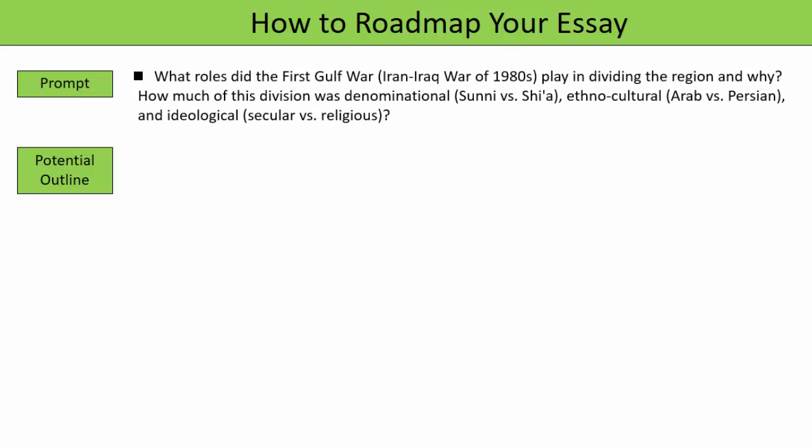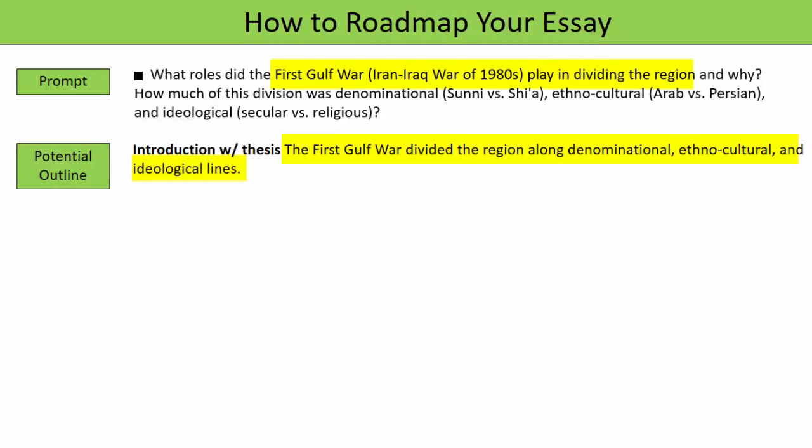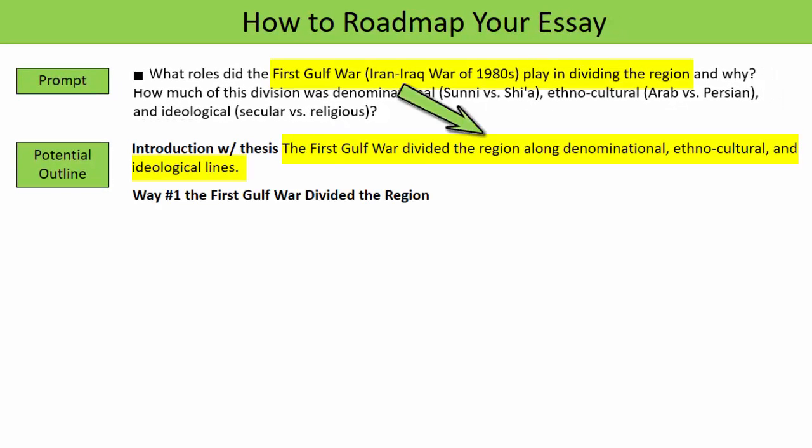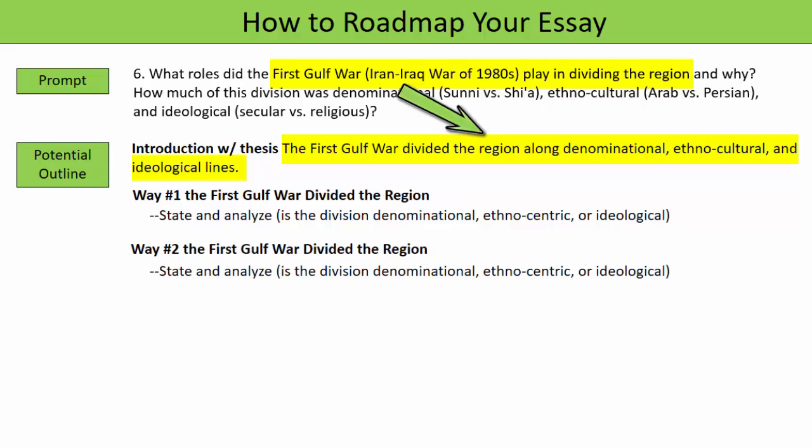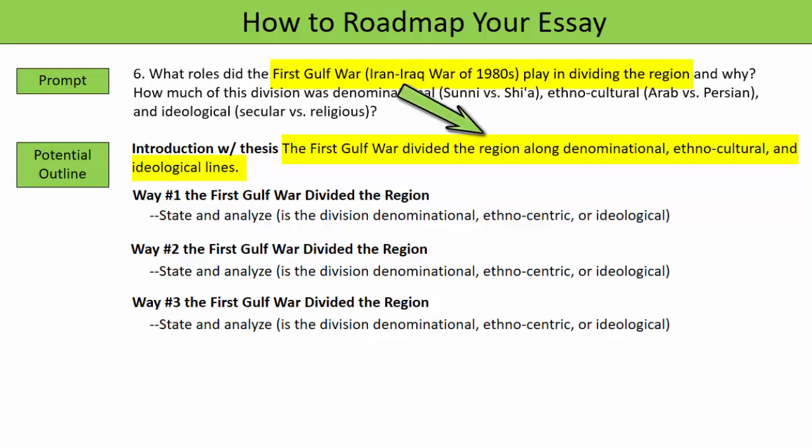This sixth prompt is a 2-parter. What roles did the first Gulf War, Iran-Iraq War of the 1980s, play in dividing the region and why? How much of this division was denominational, Sunni versus Shia, ethno-cultural, Arab versus Persian, and ideological, secular versus religious? After the intro, you discuss the first way that the Gulf War divided the region, the second way, then the third way. Along the way, you would identify whether the division is denominational, ethno-cultural, or ideological.